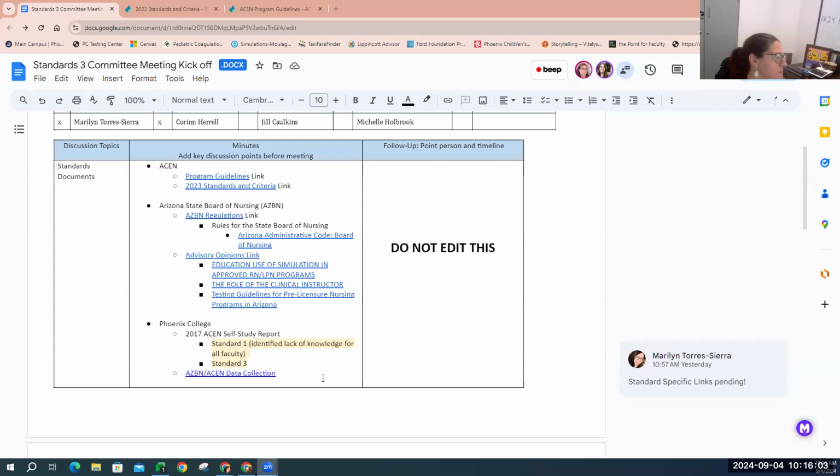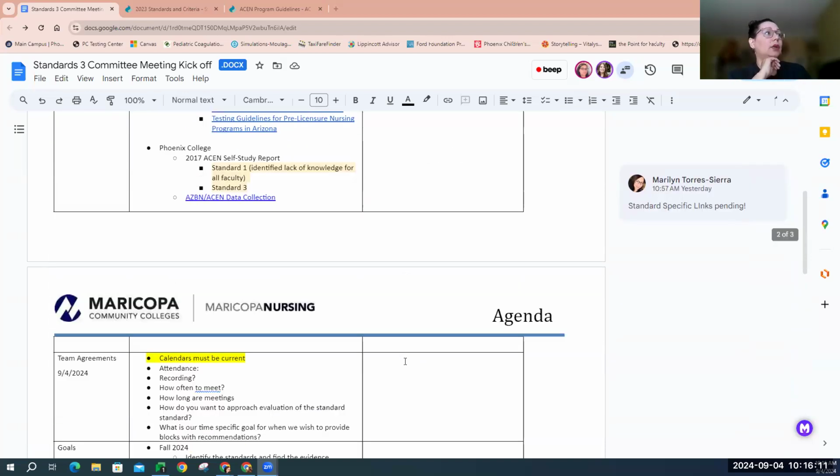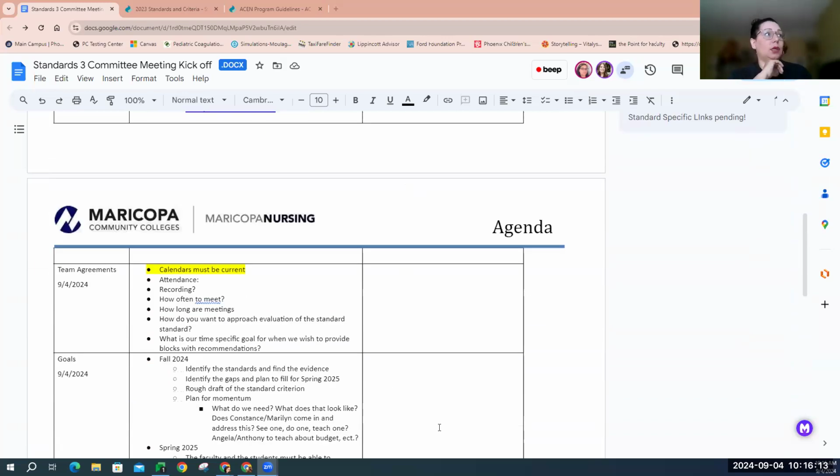Once this committee starts writing the standard, we can put that document in here as well so that we always have access to everything. What we're going to do for today is talk about this. I'm going to have Constance talk about the standard. We're going to make our team agreements, and then we're going to talk about what the goals are and the timelines.